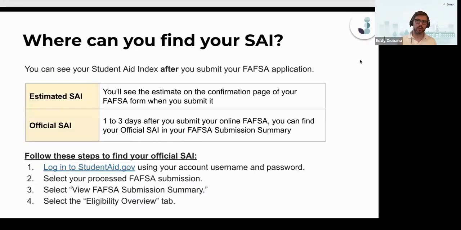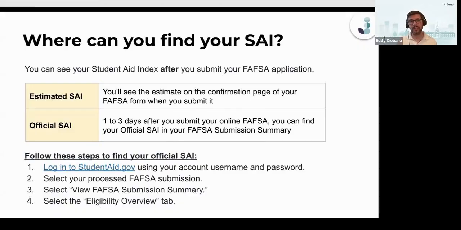Now, you can see your Student Aid Index once you complete the FAFSA application. You'll go into your account at studentaid.gov, log in, and then go to the FAFSA submission summary page. From there, you'll see the eligibility overview, and that will show your Student Aid Index. You'll get your confirmed Student Aid Index a few days after you submit the FAFSA. So just make sure you go through the process if you have not yet applied for financial aid, or again, I'll speak to some of the younger audiences here for juniors and younger.